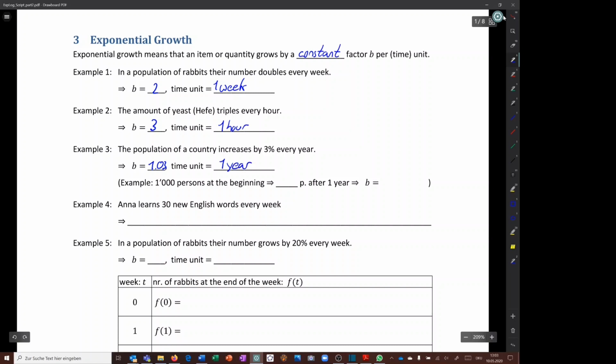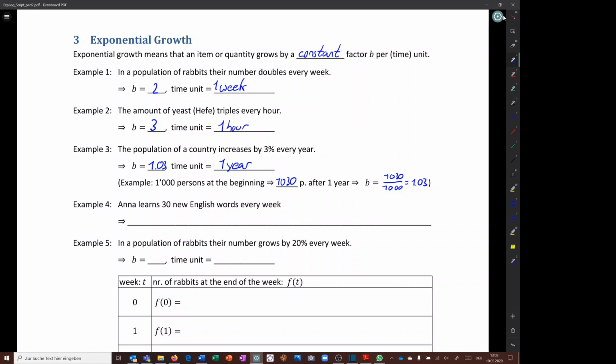Let's look at an example. Let's say the country has 1,000 persons at the beginning. Well, after 1 year, it has increased by 3%. 3% of 1,000 is 30 persons. So there will be 1,030 persons after 1 year. So the factor by which it has grown is the 1,030, the new amount, divided by the original amount, the 1,000, which is 1.03.